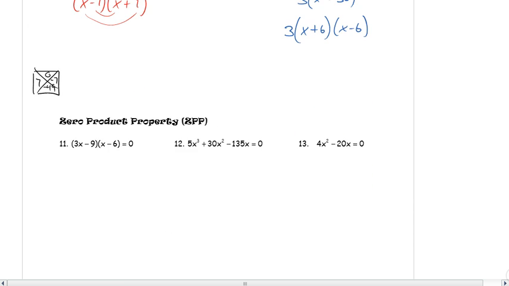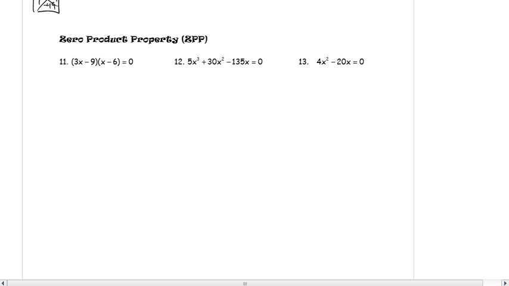Last thing we'll look at is actually solving these, because yes, we want to factor, but we also want to solve these. We want to see what x can be equal to. So we'll start off pretty easy. This is your ZPP. Hopefully everybody remembers that. What ZPP means is if one product, for example, if this product is equal to 0, the whole thing's equal to 0. Or if this product is equal to 0, anything times 0 is 0. That's what ZPP is telling us.